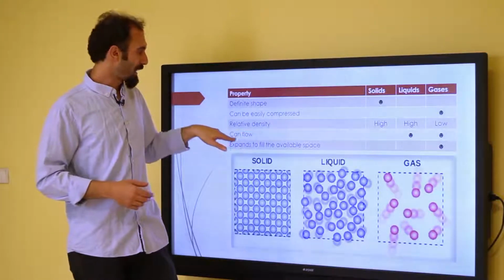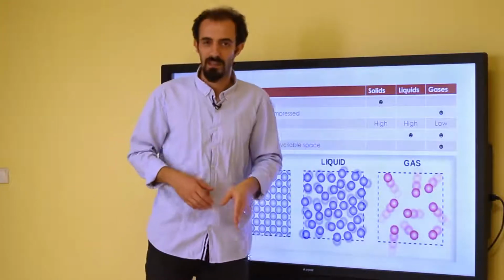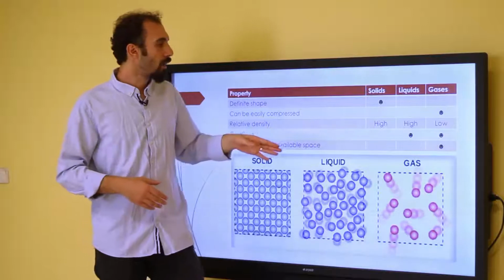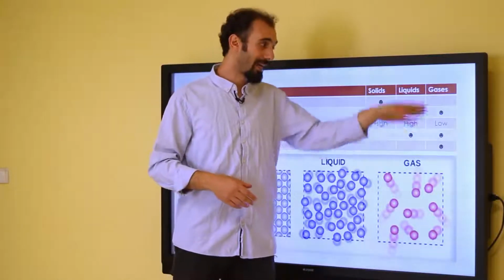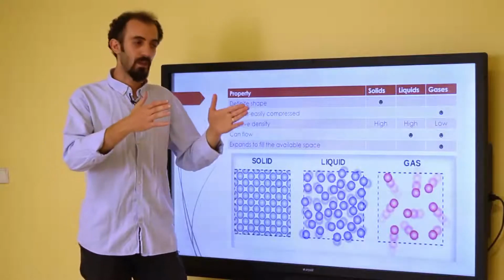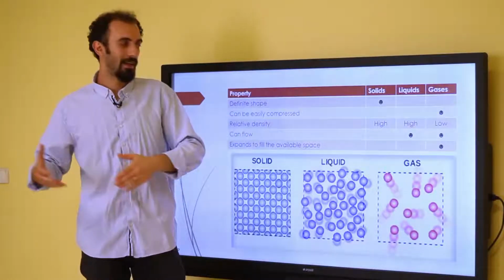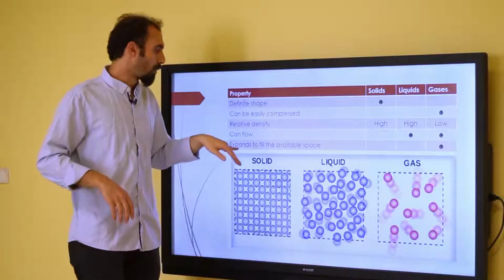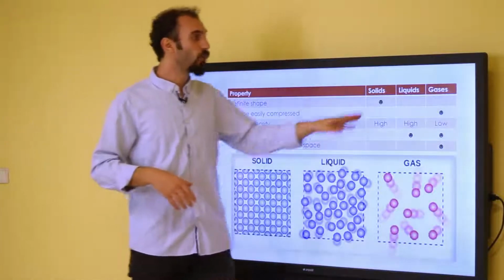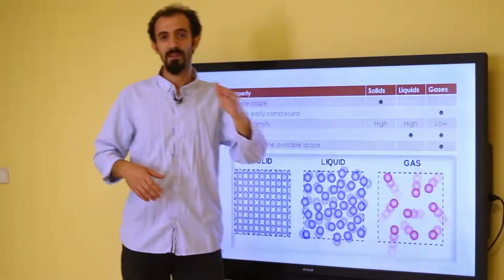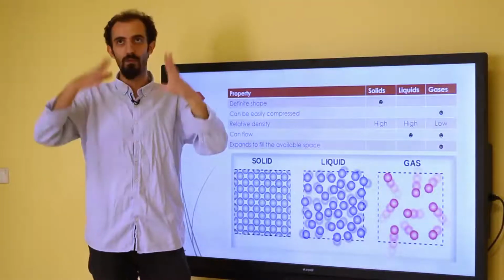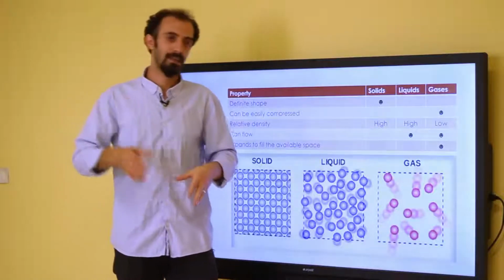Which of these states can flow? Solids obviously cannot flow because they have a fixed shape. Liquids, on the other hand, and gases can flow. They can move from one part of space into another to fill it. Which expands to fill the entire available space? Only gases can do that. Liquids will fill as much as they can, but they don't expand to fill the entire room, for example, while gases can.